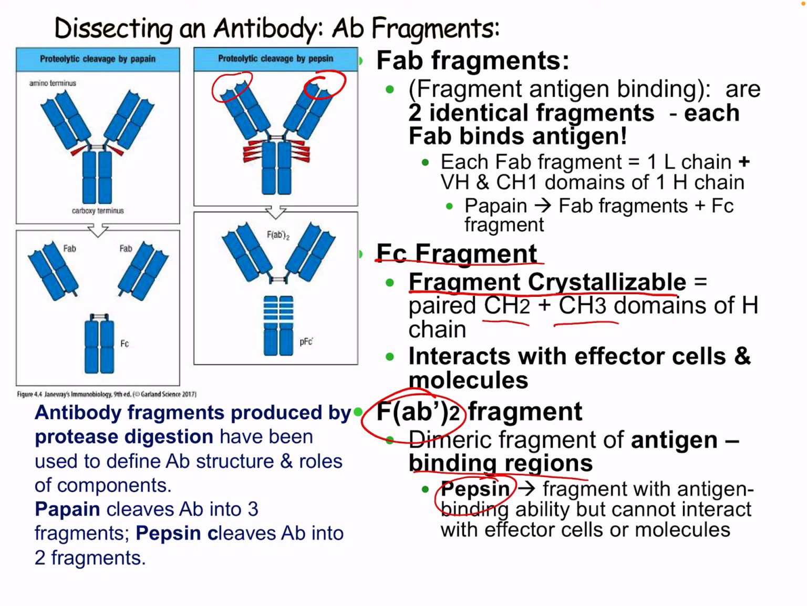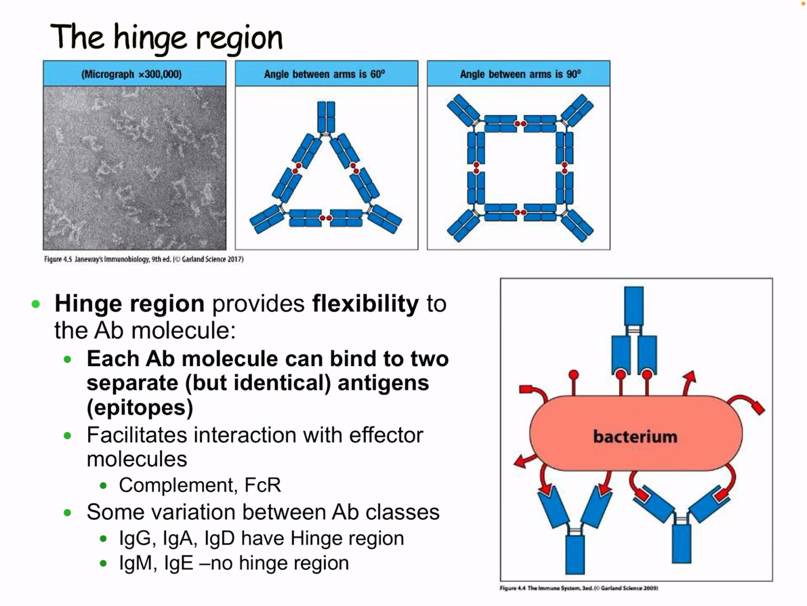Antibody fragments produced by protease digestion have been used to define antibody structure and roles of components. Papain cleaves antibody into 3 fragments, and pepsin cleaves antibody into 2 fragments. So pepsin and papain are used to study antibodies, allowed us to isolate the pieces of the antibody and study them individually, which allowed for a lot of progress in research.